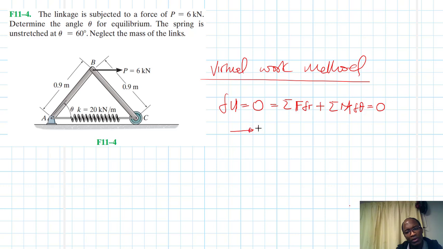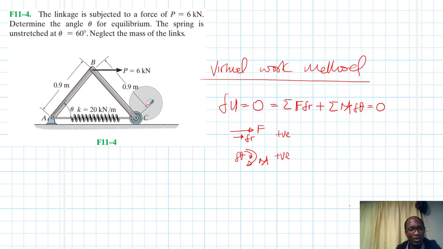So given a force and translational virtual displacement, they are supposed to be collinear. That's one condition for the work itself to be there. And if they are in the same direction, you have positive virtual work. Otherwise, you have negative. The same applies to a couple moment. They are supposed to be collinear or parallel. And when this happens, then you have positive virtual work. Otherwise, you have negative. So basically, this is the virtual work method.